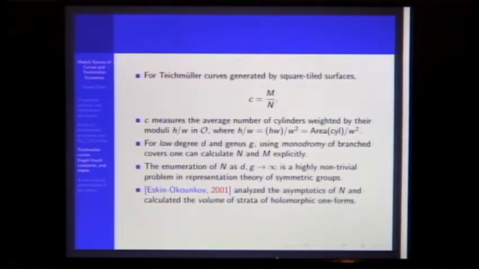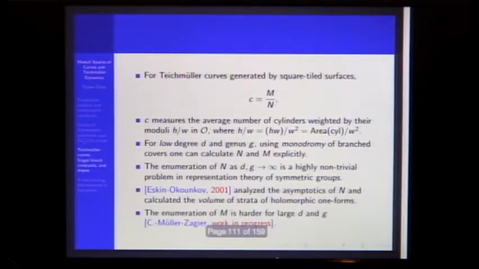So Eskin and Okounkov analyzed the asymptotics of this easier Hurwitz number n. Why is it easier? Actually, it's not so easy. They took like 50, 60 pages to compute, as an application, the volume of the strata of holomorphic one-forms. So it gives you some geometric information on the global geometry of the strata. And if you want to count the other number m for d and g large, it's harder. We started doing this with Martin Möller and Zagier, but it's still a work in progress. I don't know when we will finish. But that's also not my focus today.